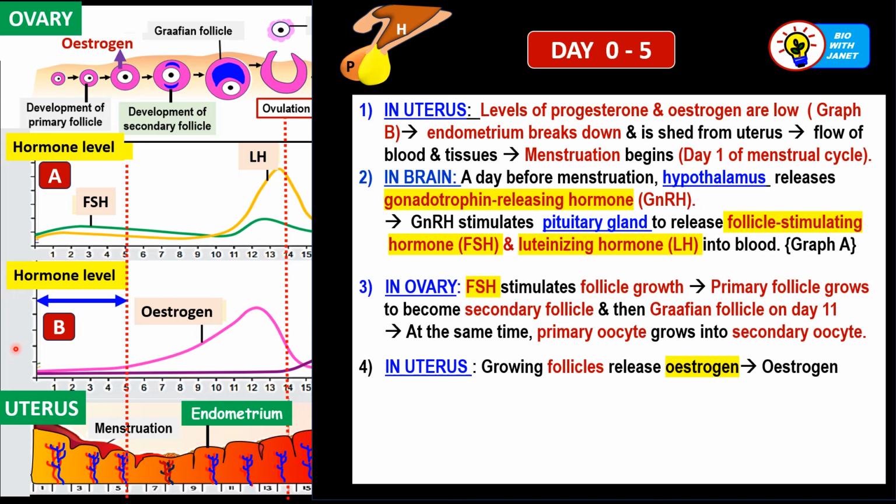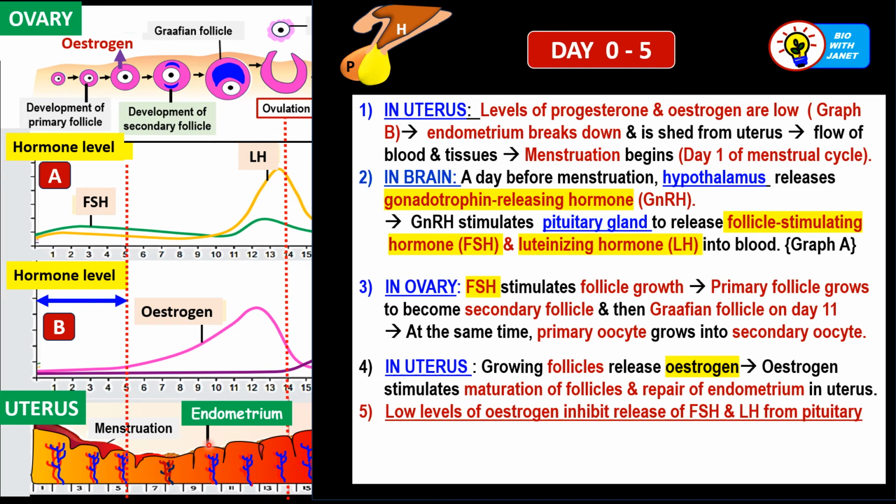Next, in the uterus, the growing follicles release estrogen. You can see the follicle releases the estrogen. So the levels of estrogen will start to increase from day 1 to day 5 here. Estrogen functions to stimulate maturation of the follicles in the ovary and the repair of the endometrium. So look at the endometrium here. After day 5, you can see that the endometrium starts to thicken again, because the estrogen produced stimulates the repair and thickening of the endometrium in the uterus.